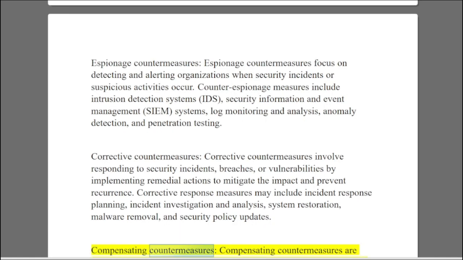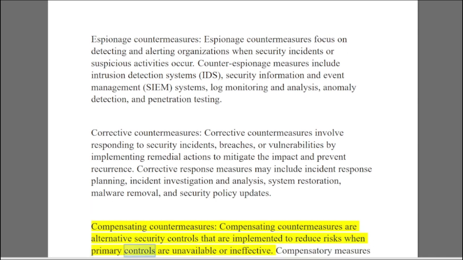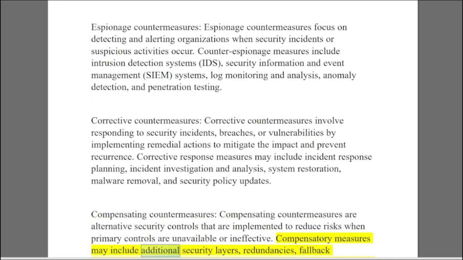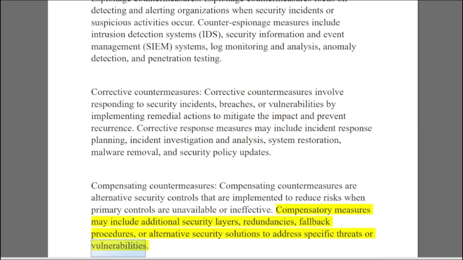Compensating countermeasures. Compensating countermeasures are alternative security controls that are implemented to reduce risks when primary controls are unavailable or ineffective. Compensatory measures may include additional security layers, redundancies, fallback procedures, or alternative security solutions to address specific threats or vulnerabilities.